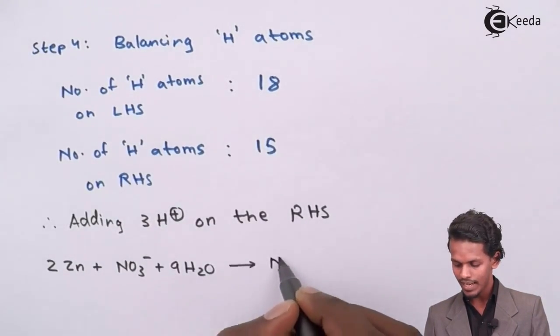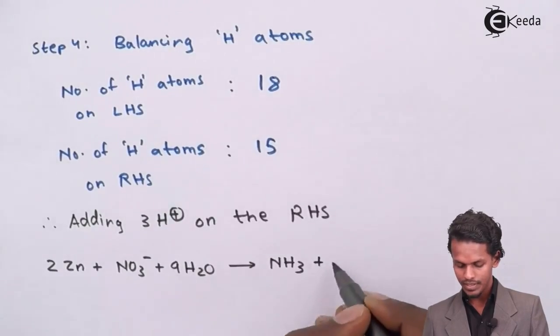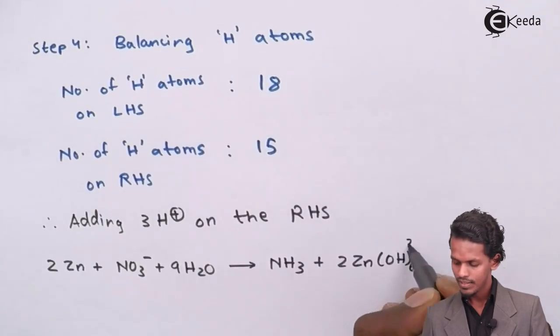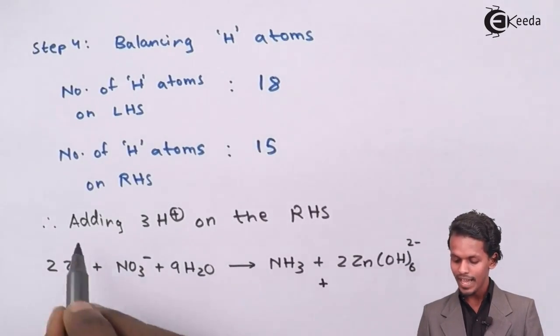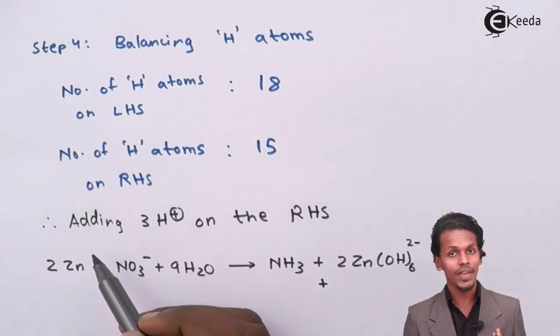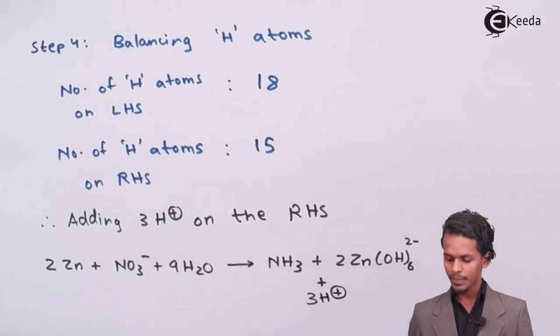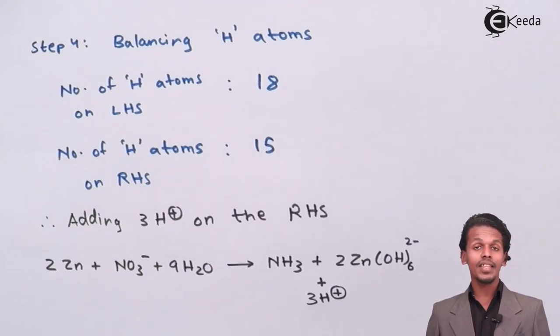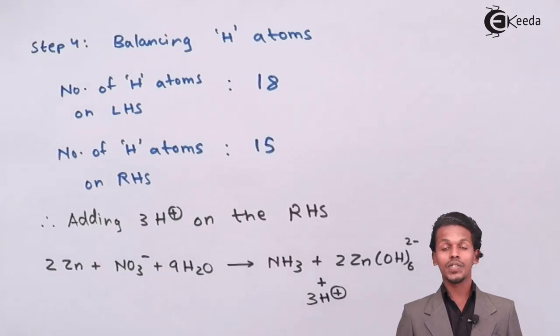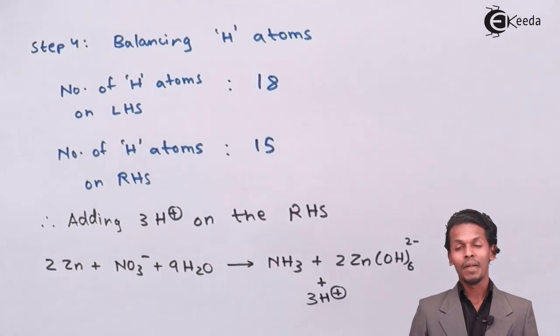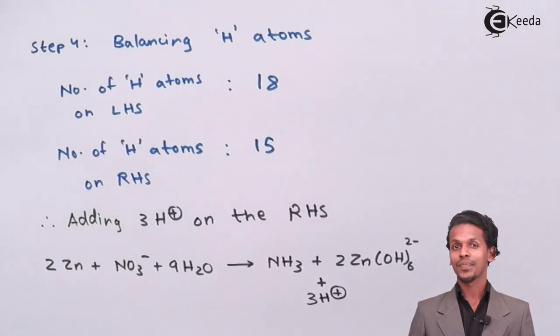Again this will give us NH3 plus 2 times Zn(OH)6 2 minus ion, plus, as I said, I have to add 3 times H plus. So I am adding 3 times H plus. By observing this, the hydrogens are being balanced as well as the oxygen is being balanced. But this is not the ultimate answer.